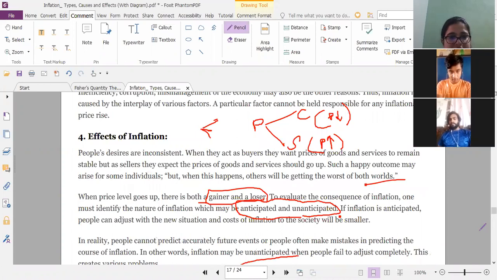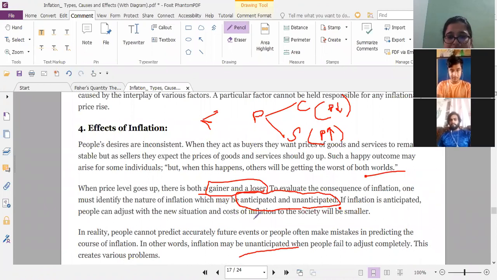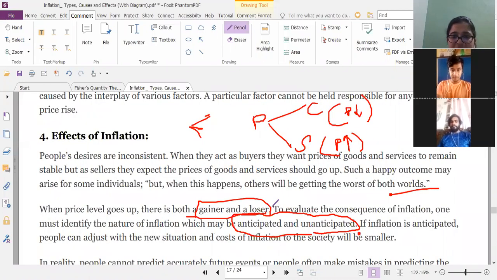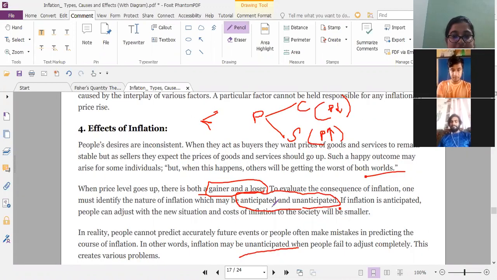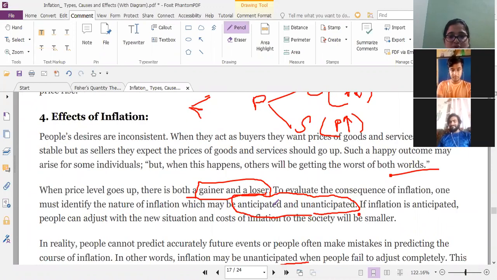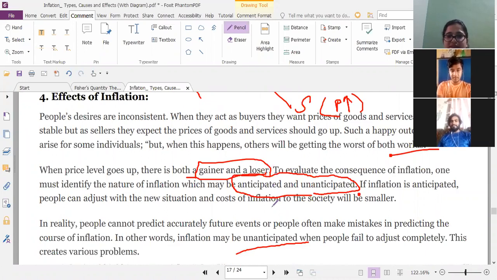Here we discuss the effects of inflation, anticipated and unanticipated. Ma'am, we can't see that, it's blurred. Now it's better. Maybe there's some problem with your network. Okay, now you can see, I've also zoomed in. So tell me, can you tell me the general English meaning of this word anticipated and unanticipated?